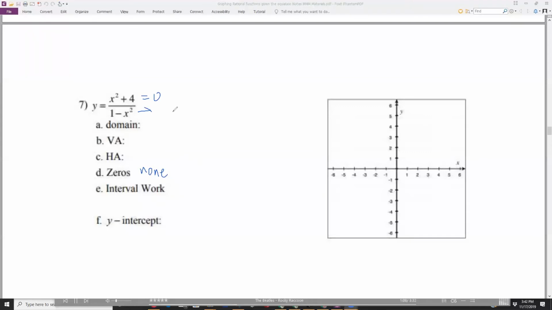In the denominator, I'm going to treat it this way. I'm going to factor out a negative. That means that factors to x plus 1, x minus 1. So there's a vertical asymptote at -1 and one at positive 1. That means the domain doesn't include negative 1, and it doesn't include positive 1. So let's put some vertical asymptotes in there.